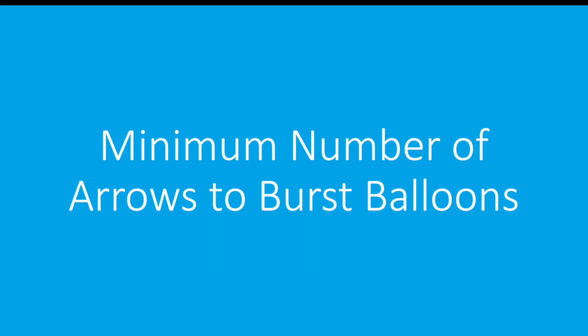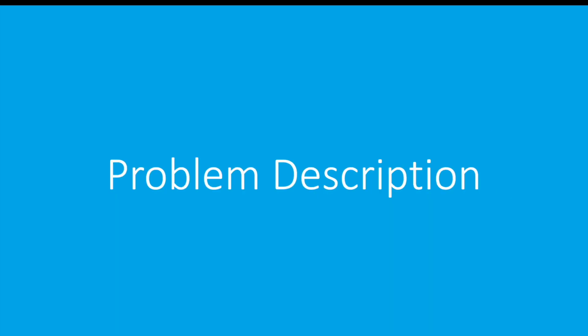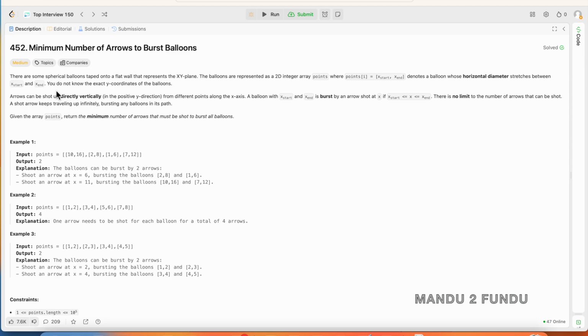In this video, I'm going to discuss the solution for finding the minimum number of arrows to burst the balloons. Let's look at the problem description. There are some spherical balloons taped onto a flat wall that represents the XY plane. And the balloons are represented by a 2D integer array where each point is an array of two integers, the starting and ending point of the diameter of the balloon.